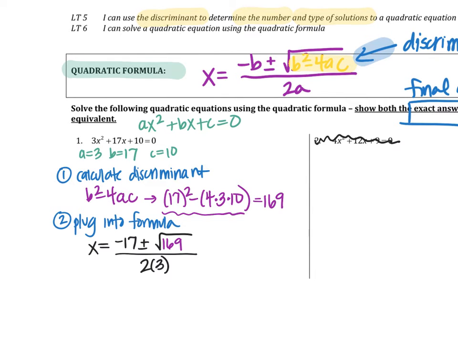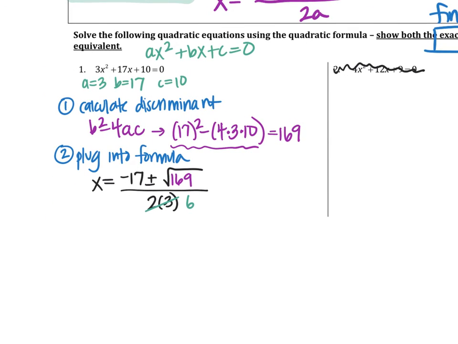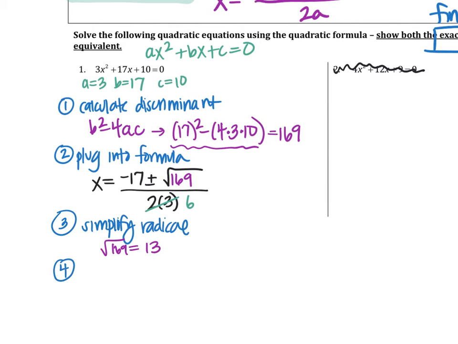Some students like, so 2 times 3, you could just write 6 if you prefer. That's fine to do, okay? Next up, we're going to simplify the radical. In this case, as I said, the square root of 169 is a perfect square. It's just 13. So we're going to replace that and simplify.